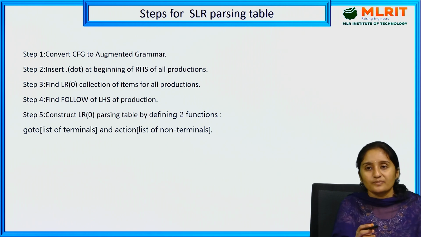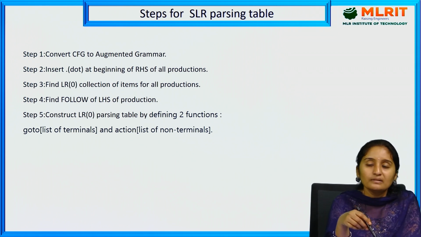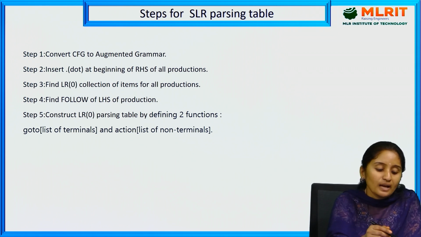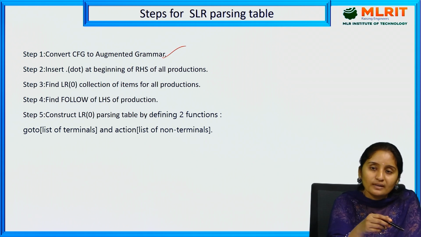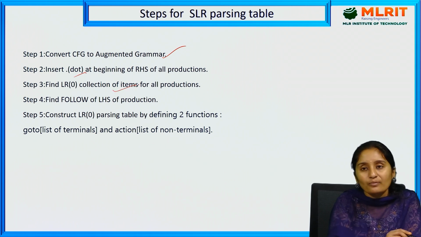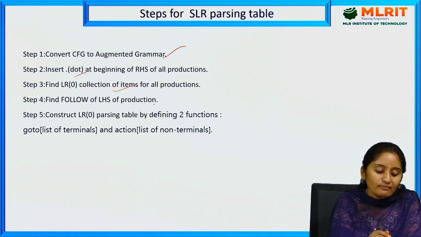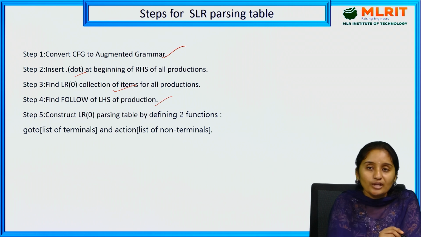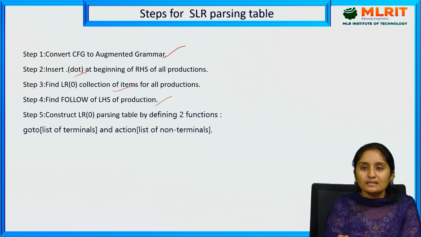So what are the steps required to construct an SLR parser? First we take the context-free grammar, which is converted to augmented grammar. After converting it into augmented grammar, insert a dot at the beginning of the RHS of all the productions and find the LR(0) canonical list of items. Then the fourth step is to find the follow of the LHS of the productions.